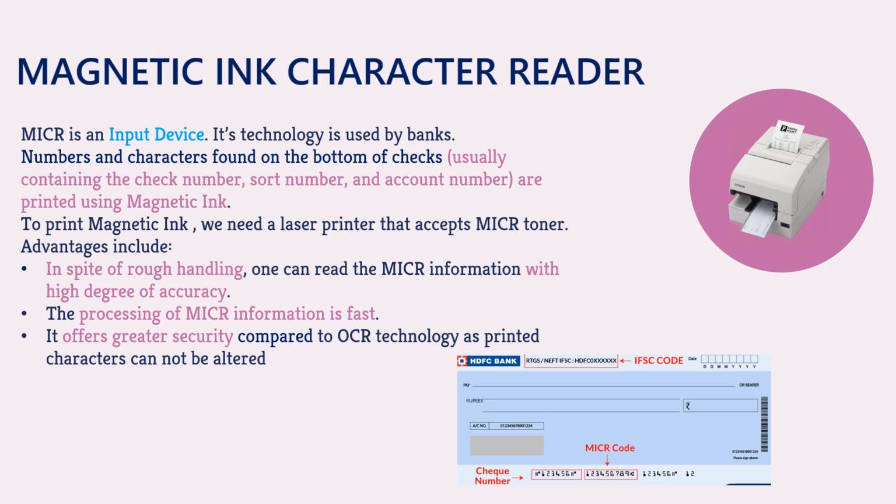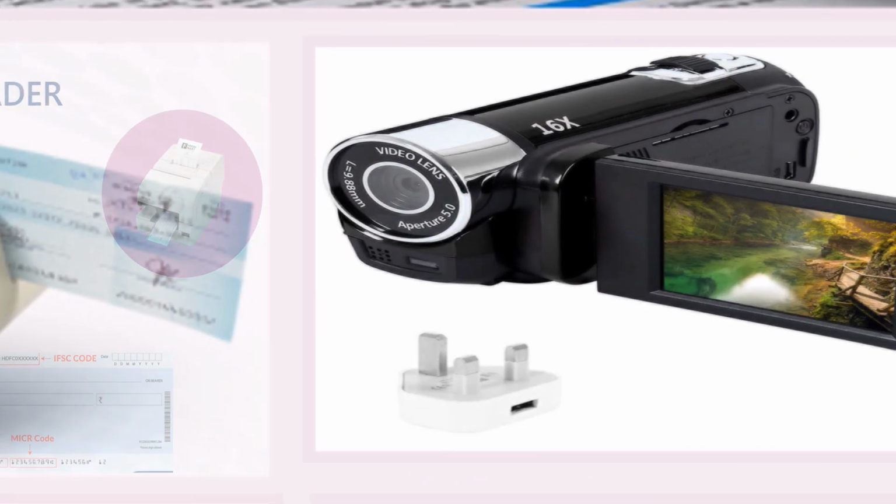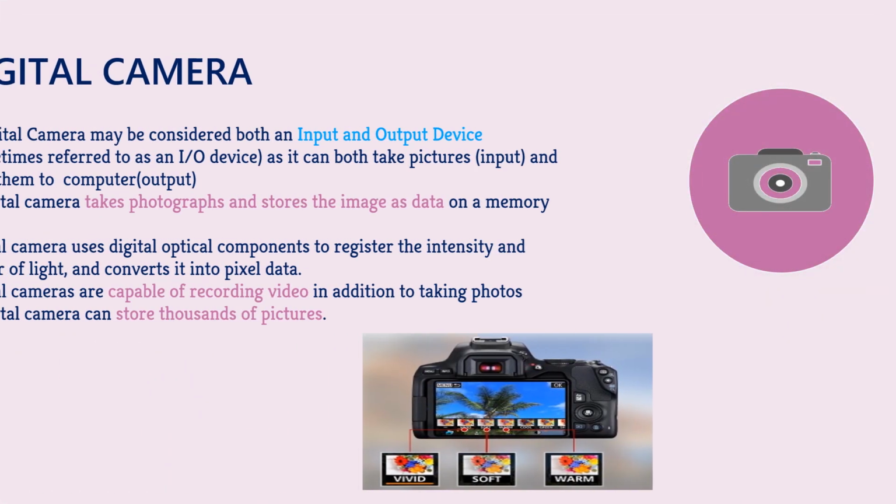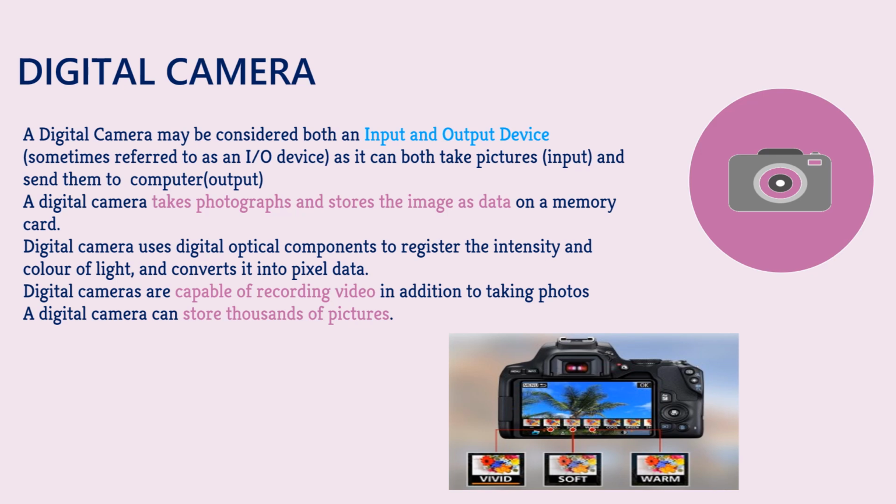Now the next device that we have today is the digital camera. Digital camera, this we all know, we all have used. This is used to capture images or videos and store them in digital format. Since it takes the input as well as shows us whatever pictures are stored inside it, it is termed as an input as well as output device.